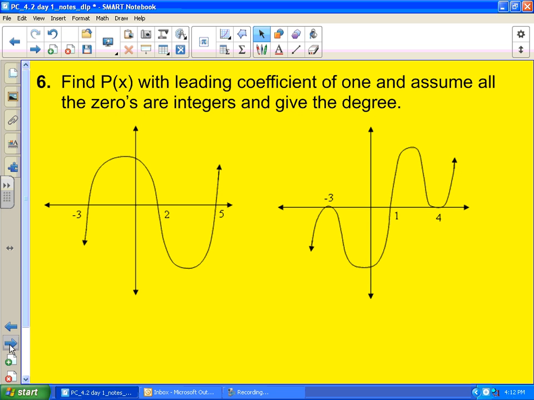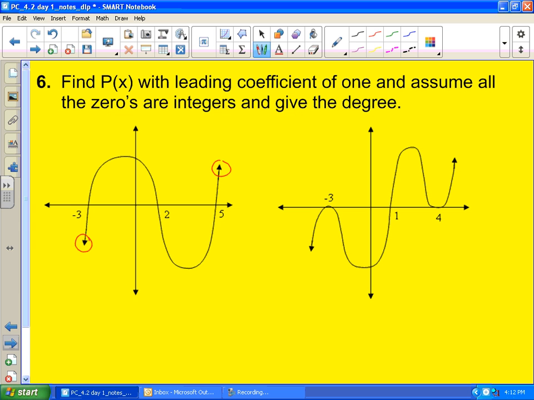All right, let's take a graph now. Instead of being told what our zeros are and what their multiplicities are, let's see if we can interpret that information from the graph and then write a polynomial with a leading coefficient of 1 and assume all the zeros are integers and give the degree. All right. So we have a couple things to look at here. First, we want to look at the end behavior. What's going on at the ends of the graph?